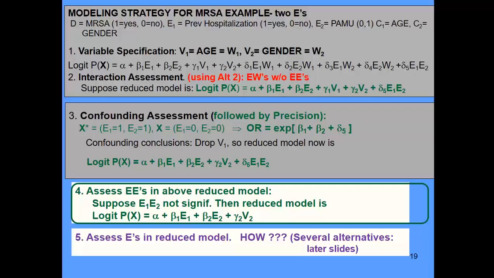Where this led me to is I said, there are several alternatives to do this. And then that led me to say, maybe since we wound up with a situation where we knew we were already done with the V's and we have two E's left.